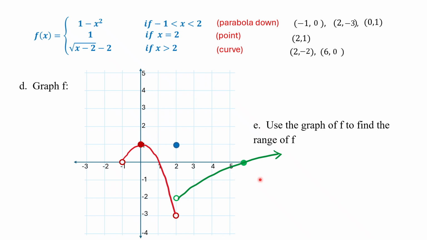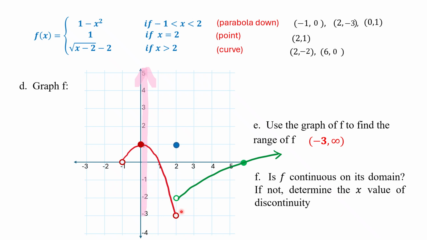Now in this graph, we can find letter E, where we have to use the graph of f to find the range of the function f. And in finding the range of the function f, we have to look at the vertical part. So on this vertical part, the graph starts below from negative 3 up to infinity. It is infinity because this curve will increase up to infinity, or unbounded. So we have the range which is from negative 3 up to infinity, but negative 3 is not included because the y here at negative 3 is an open point.